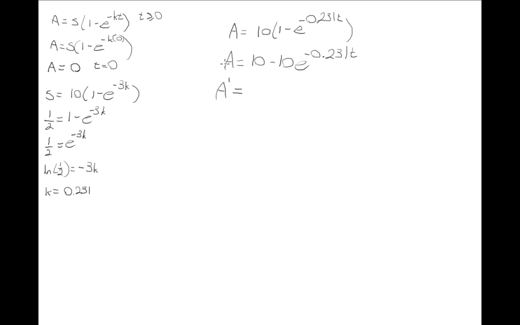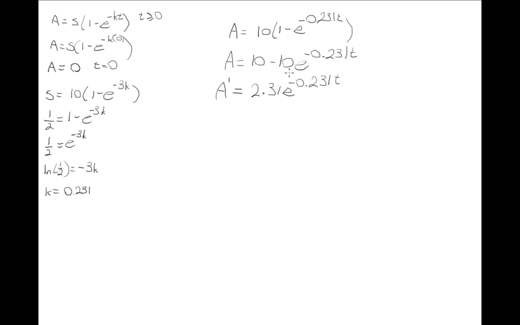So what we're going to do is multiply minus 10 by minus 0.231. And this is going to be 2.31e to the power of minus 0.231t, sorry, let's fix that up. And what we're asked to find is what is the rate of change at 5 hours.